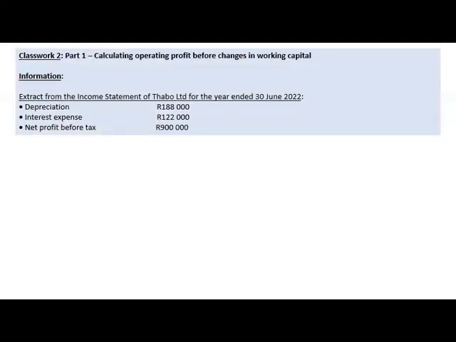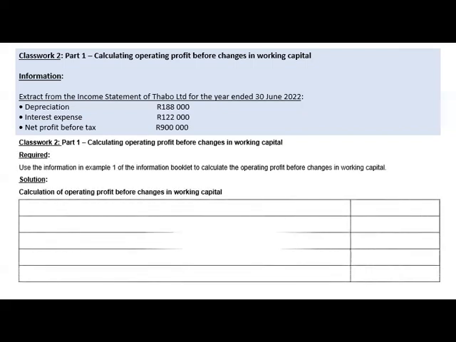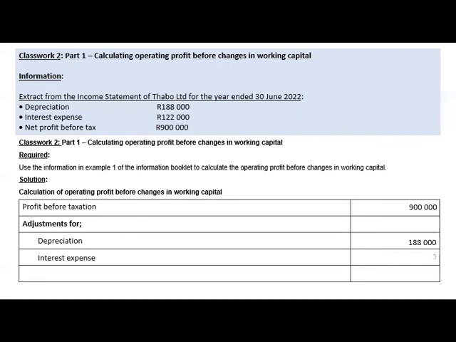I think you should give yourself 5 minutes to do these ones. I will start with my profit before tax of 900,000, add depreciation, and add interest expense, and that will give me operating profit before changes in working capital, which will be 900,000 plus 188,000 plus 122,000. It will give me my operating profit before changes in working capital, which will be 1,210,000.